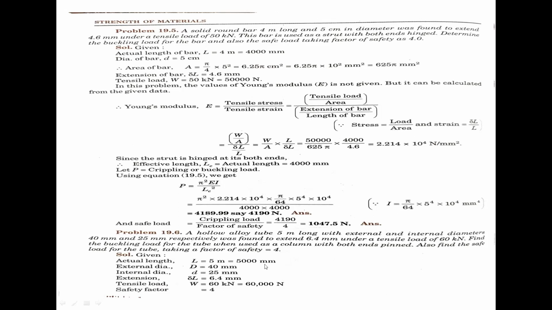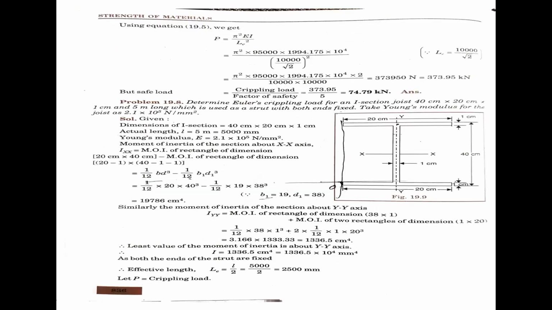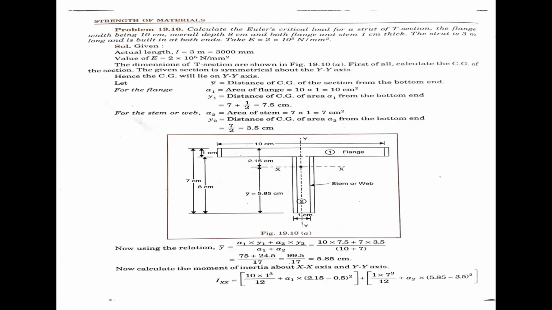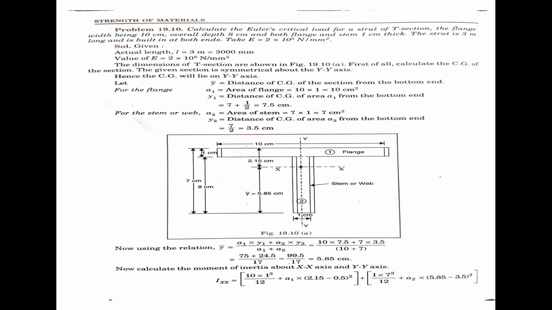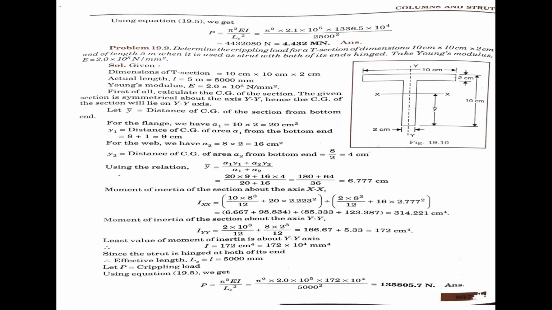First, you have to write the given data. Okay, Euler's crippling load, I have to give for the I section and E section. Now I will explain in this class. Example problems, so you have to complete in this section. Now this problem also I explain again. Write the given data for this problem.